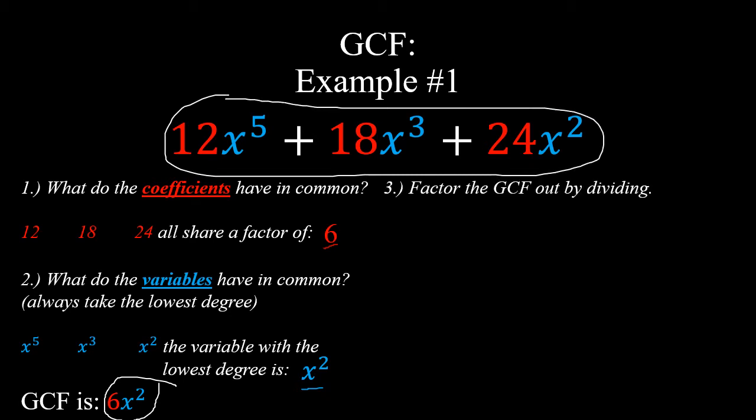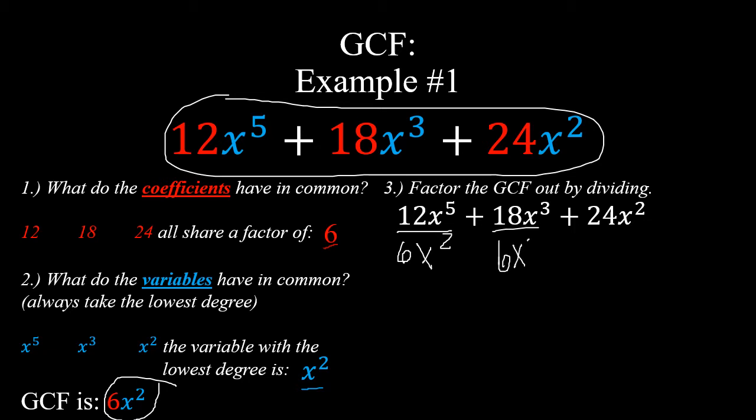Let's factor the GCF out by dividing. So here's our original polynomial. I'm just going to divide each term by that GCF. So I'm going to divide my 12x to the fifth by 6x squared. I'm going to divide my 18x cubed by 6x squared. And I'm going to divide my 24x cubed by 6x squared. I don't know why I accidentally threw in that plus sign. Okay, that's what you're doing. When you're pulling a GCF out, you guys, it's a factor you're pulling out. So you have to divide it out.